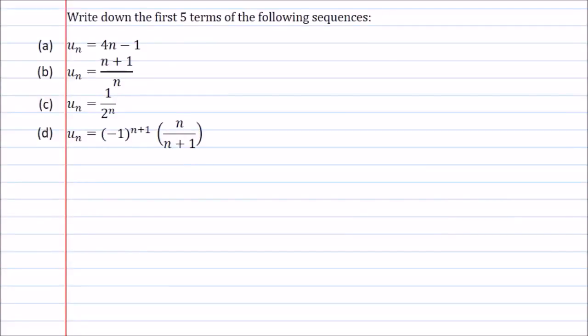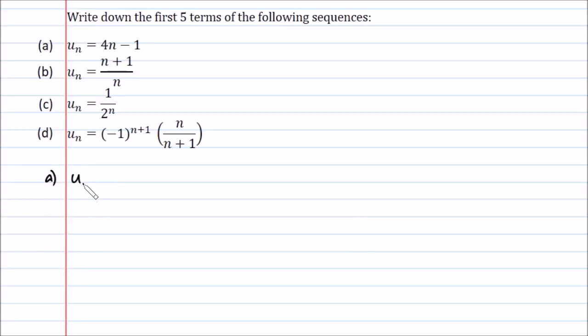Hi, in this tutorial, we're going to look at how to evaluate the UN expression for a sequence. Now, our UN expression is simply the formula used to determine each term of our sequence. And in our examples, we're going to be determining the first 5 terms of each of our sequences here. Let's begin with part A.